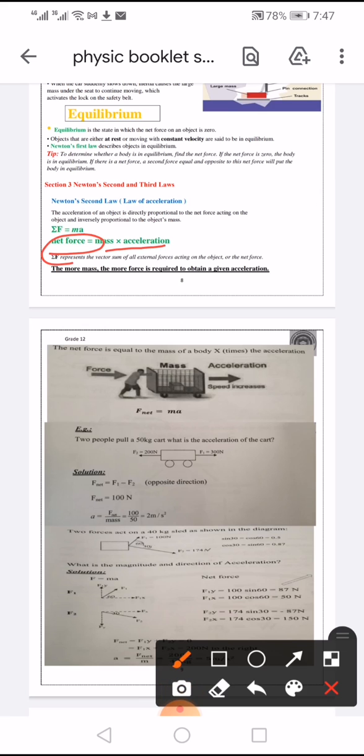Net force represents the sum of all external forces that act on an object. The more mass, the more force is required to obtain a given acceleration.